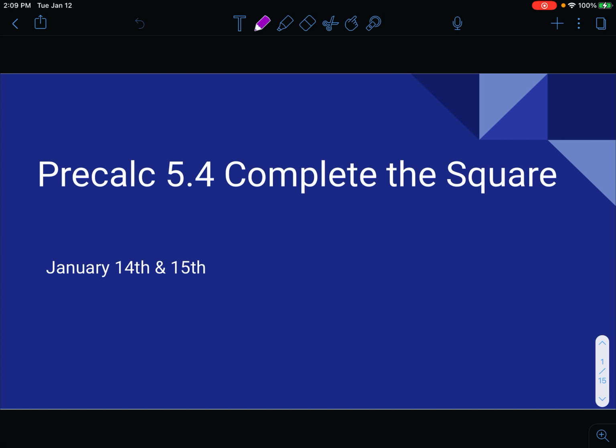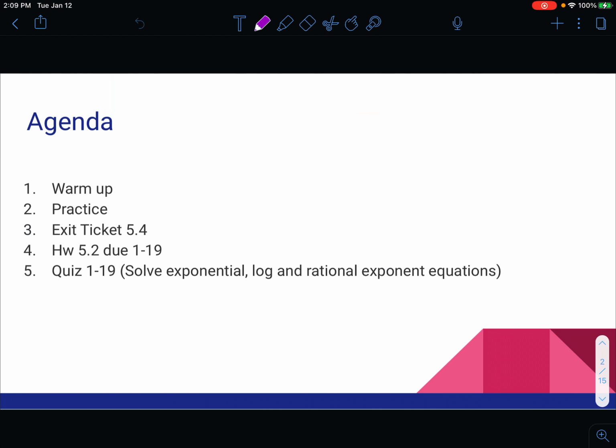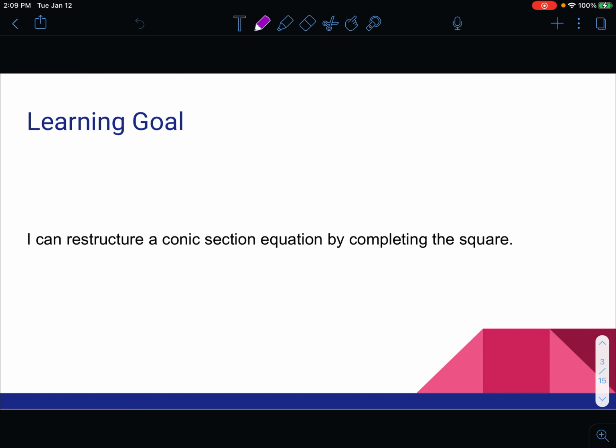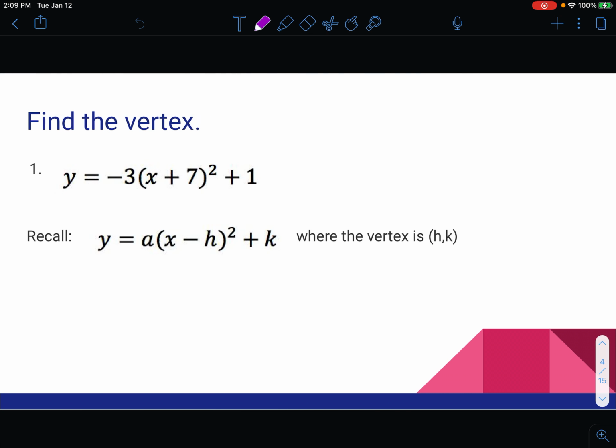Hi students, this is our 5.4 lesson on completing the square. So our learning goal is that we can restructure a conic section equation by completing the square. And we're going to focus on quadratics during this section.